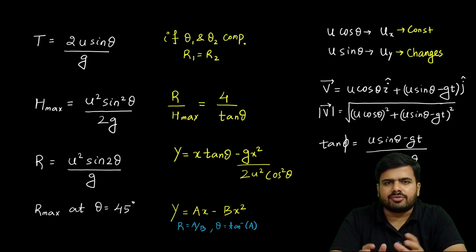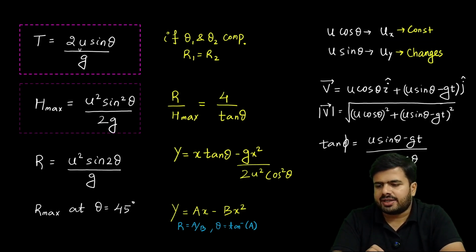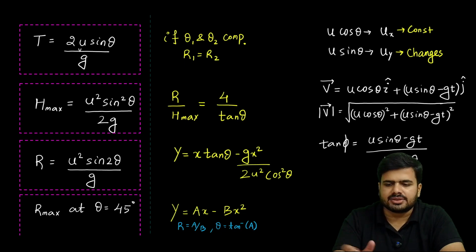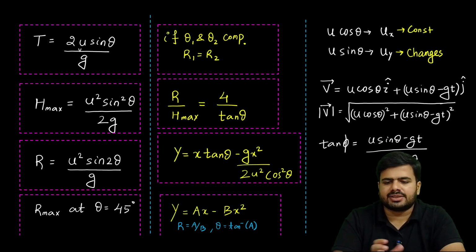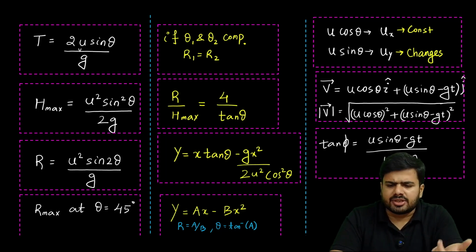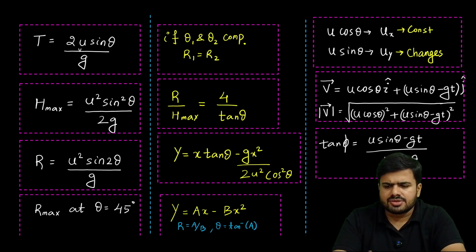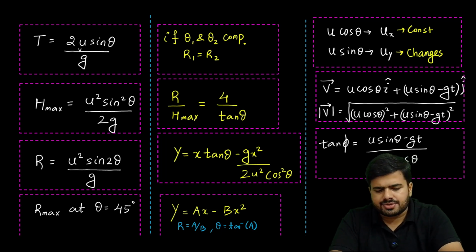Formulas I have kept here for your reference. Quickly have an overlook of all the formulas: time of flight, Hmax, range, maximum range, relation between range and Hmax. Apart from this, some other formulas are also there, but for these 7 to 8 questions, we can use these 10 formulas and easily solve all the questions. So let us begin with the first question.